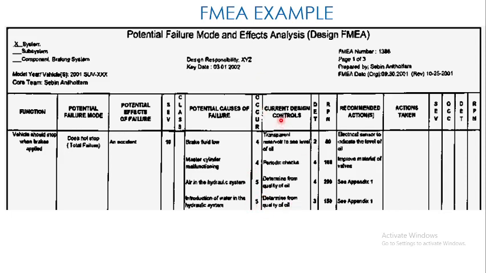So now we go to the design controls, the current design controls. We see that the reservoir level is low. You can see the reservoir to check the level of oil. You can see from your brake oil bottle that the reservoir level of oil is low. Its detection is basically 2.